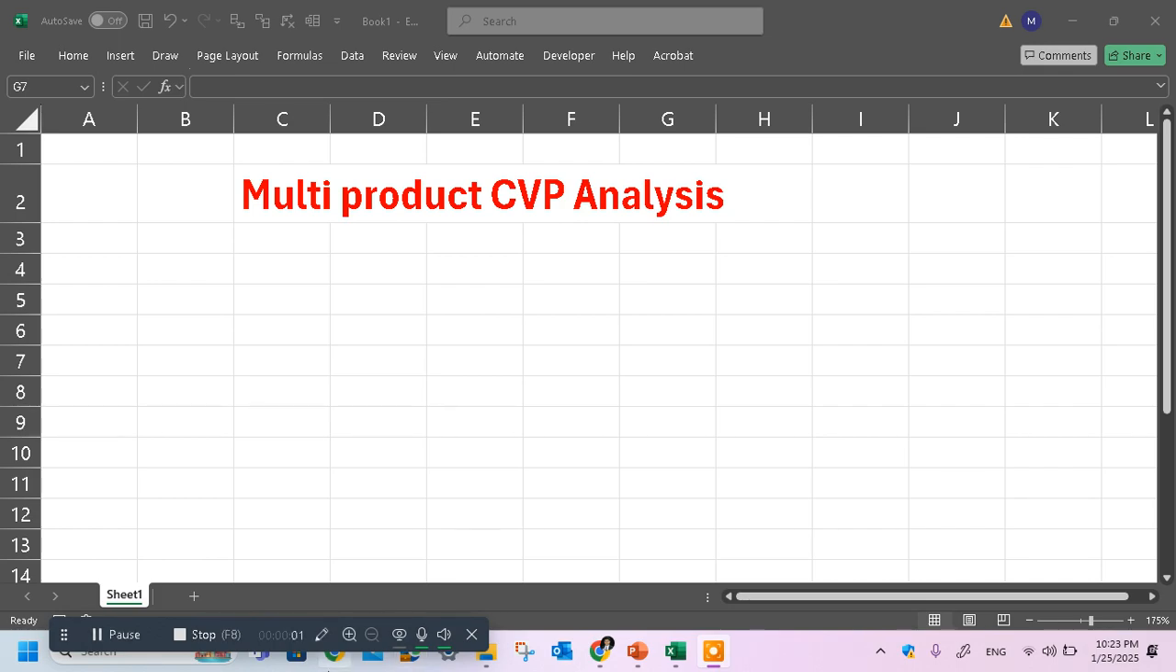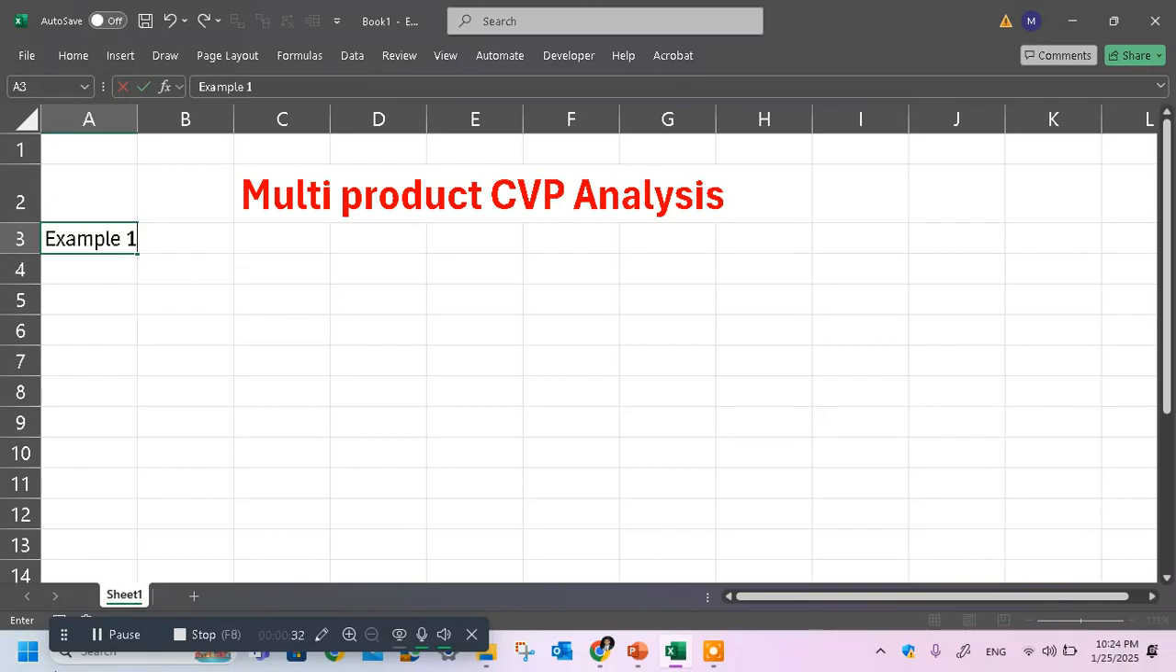Hi students, in the last lesson we have seen how to do CVP analysis for single product. Now we are going to see multiple product CVP analysis. That means the same company sells more than one product. How do we find the break-even point, break-even value, margin of safety, budgeted profit, all that we are going to see. So let me take an example.